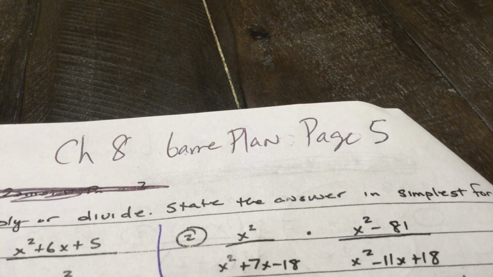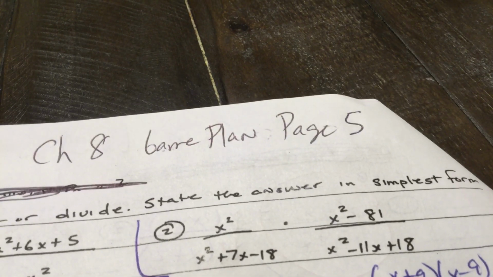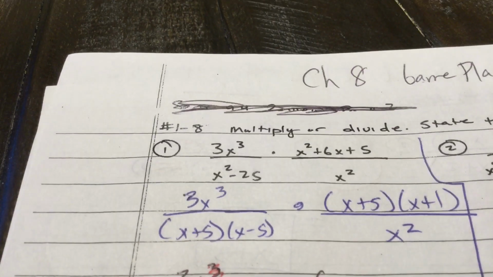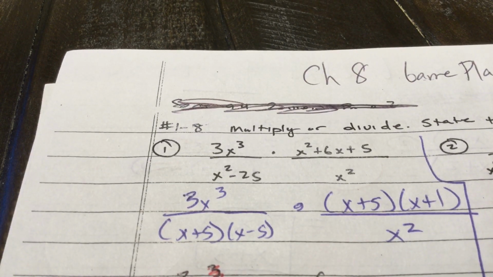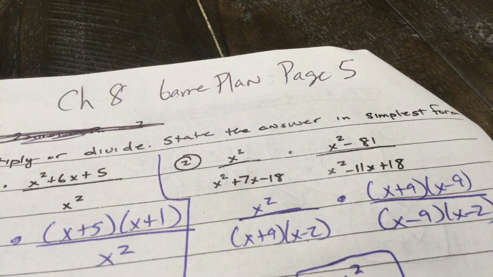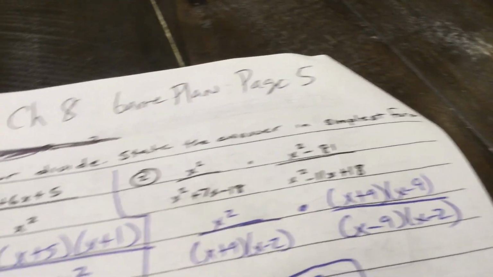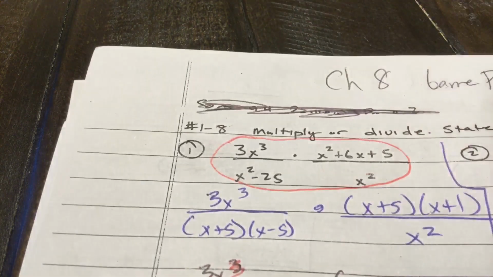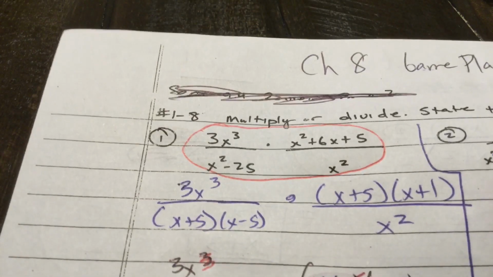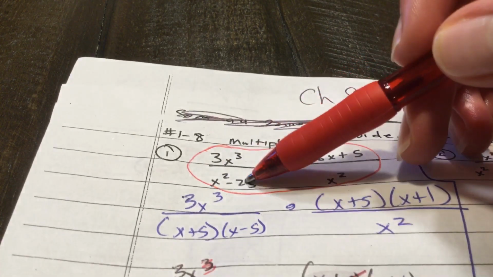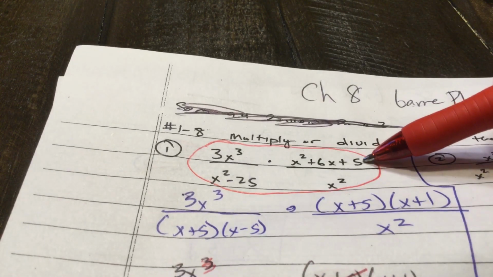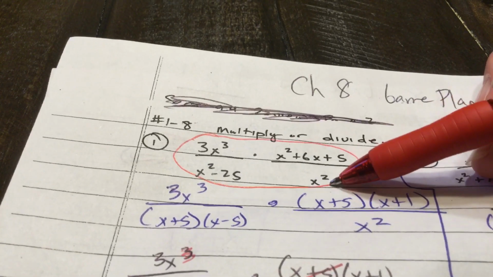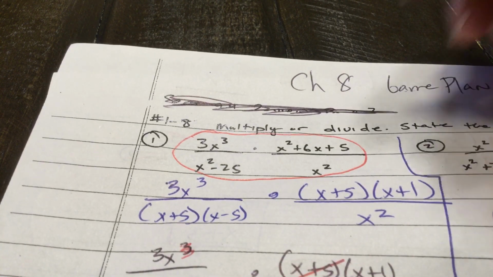Chapter 8, Game Plan, page 5. Again, pause this whenever you want to. We're going to have 8 questions again, and the directions are to multiply or divide and basically simplify. Multiply or divide and simplify. Okay? Number 1, here we go. Write down what I have circled there. I can't factor the numerator. This is going to be x plus 5, x minus 5. This is going to be x plus 5, x plus 1. This is going to leave you with x squared. All right, up north, down south.